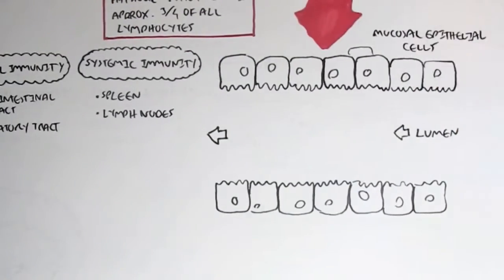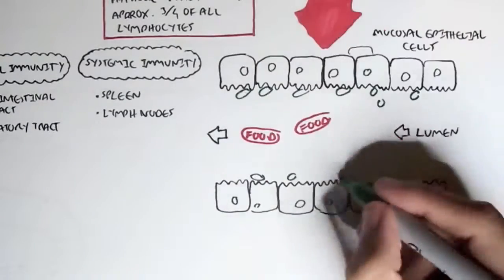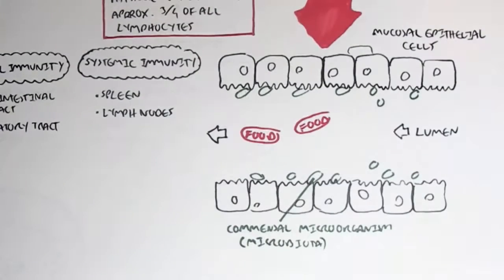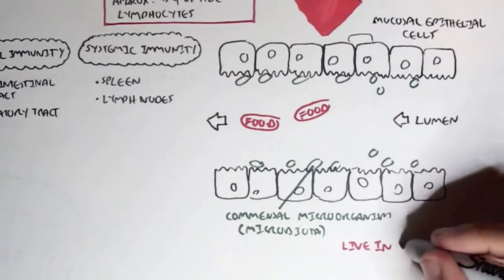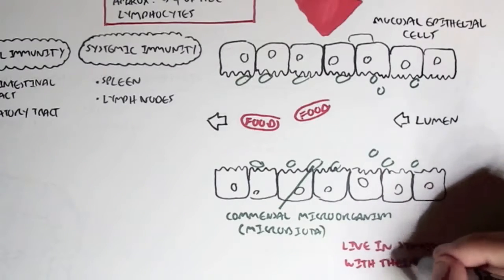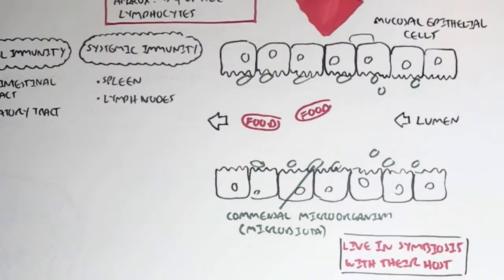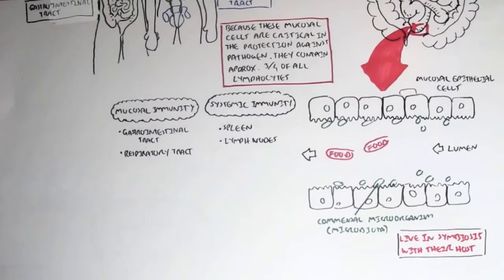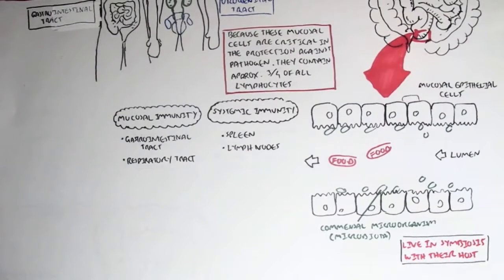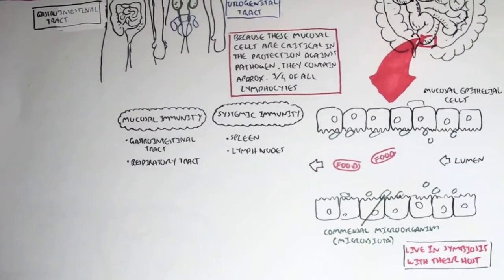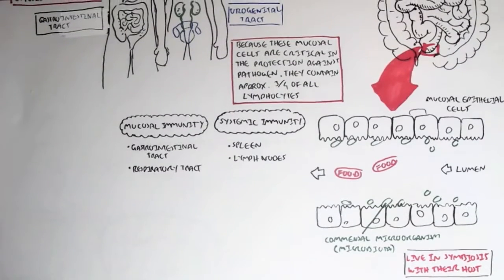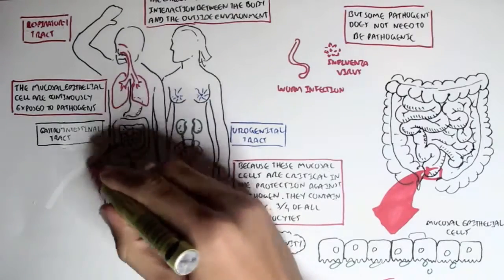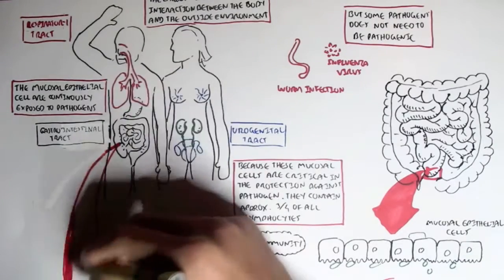Within the lumen, on mucosal surfaces, we have what's called commensal microorganisms or bacteria, which help in food digestion. They are also referred to as microbiota, and they live in symbiosis with their hosts. But they can be pathogenic if they leave the area where they usually live in symbiosis with their hosts, such as if these commensal microorganisms move to the heart, for example, then they will create an immune response. Therefore, they must always stay in the gut.